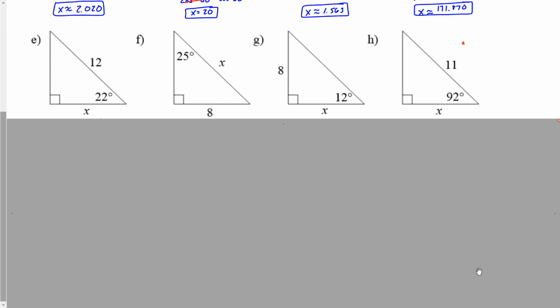The next thing I'll have you do is work through E, F, G, and H, excuse me, but we're going to do those next 4. So for letter E, what would you use as your trig function? Would you use sine, cosine, or tangent? Now, what is the value of x for letter E? For F, which trig function would you use? And find the value of x.